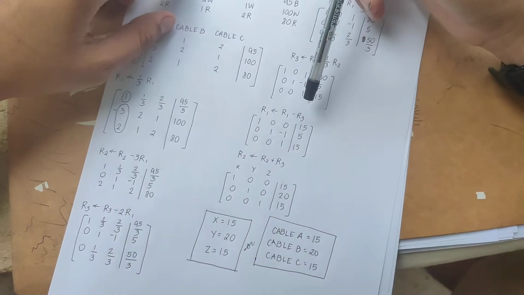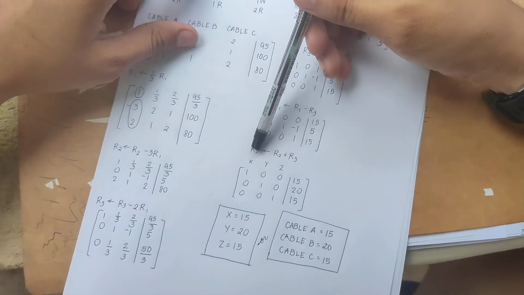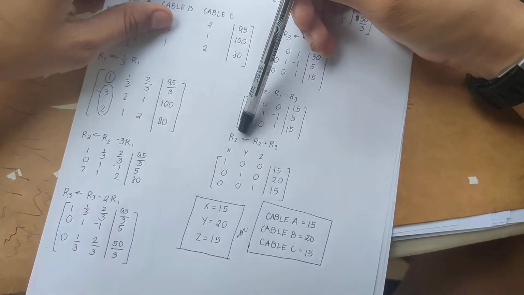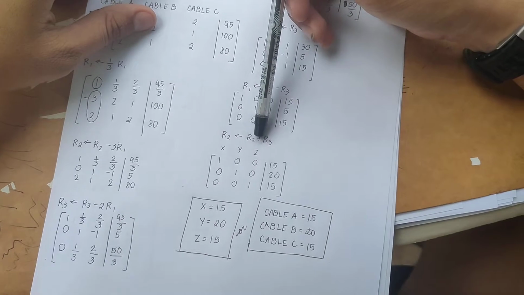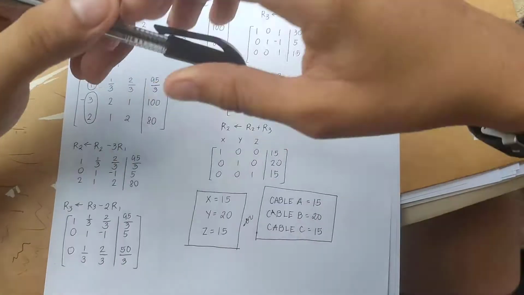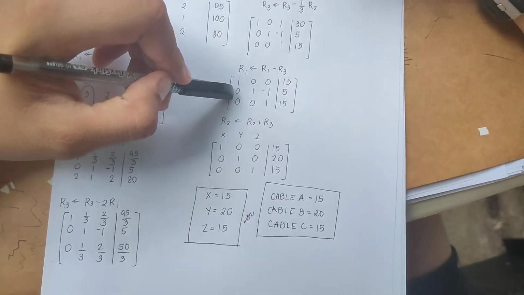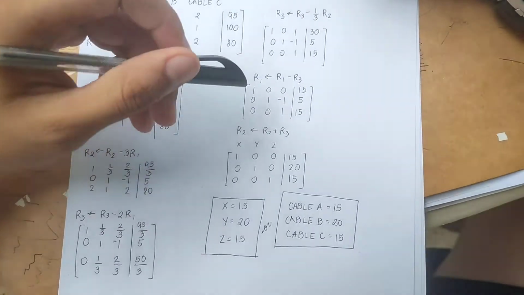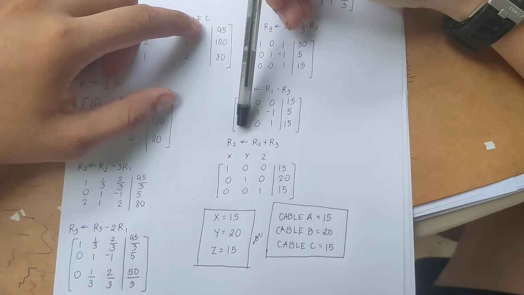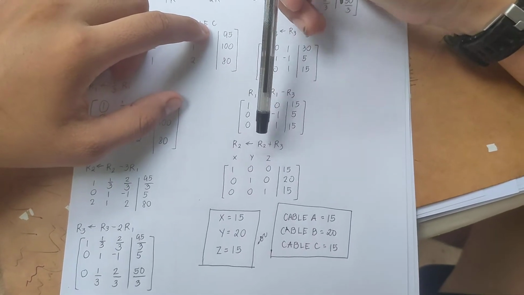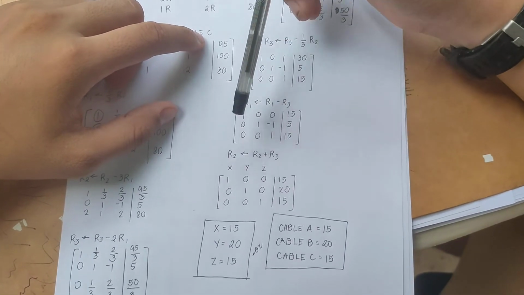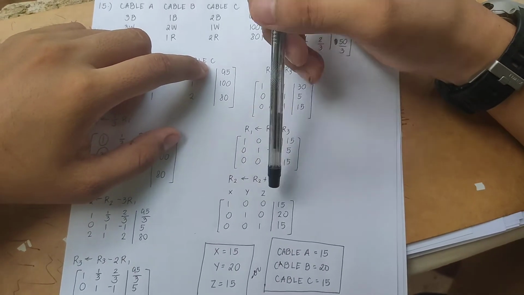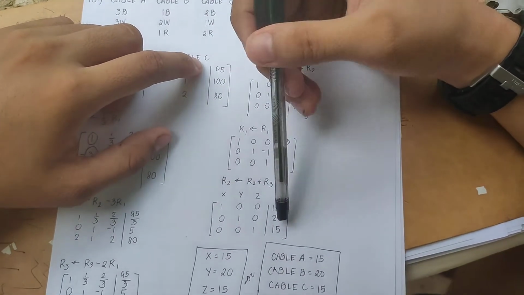And then, next equation, which is the last, ang ating R2 na naman ang i-evaluate, which is the equation R2 plus R3. Meaning, R2 natin, i-add natin sa R3. Like, for example, 0 plus 0, 0. 0 plus 0, 0. 1 plus 0, 1. And then, negative 1 plus 1, 0. And then, 15 plus 1, 20.